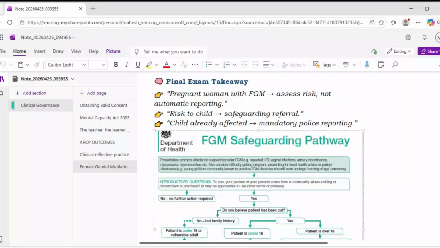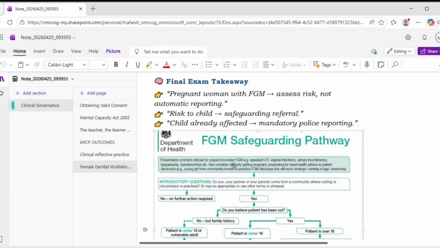Now we will discuss the FGM safeguarding pathway. When is this pathway to be initiated? When we suspect female genital mutilation. What are the clinical scenarios where we should suspect it, and what action is required? This is given in this particular flowchart.